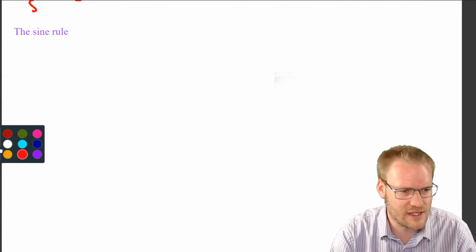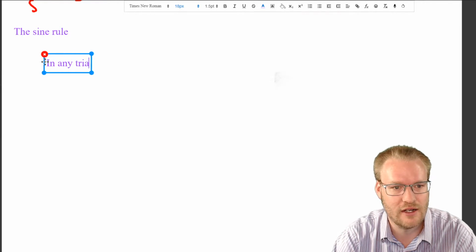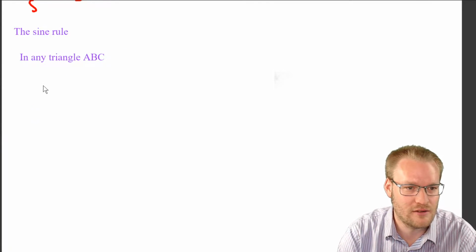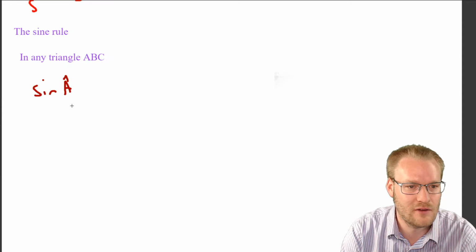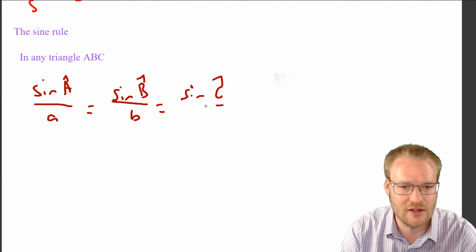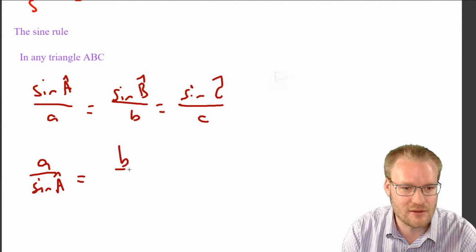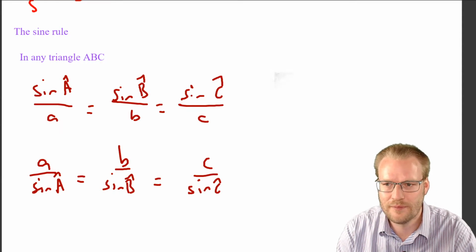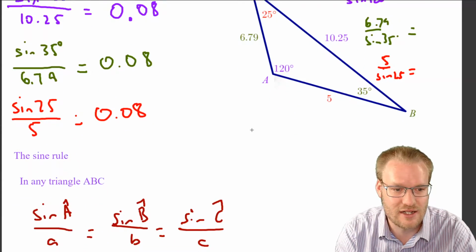Rather let's get into some examples. The sine rule states that in any triangle ABC, sine A over A is the same as sine B over B, which is the same as sine C over C, and the opposite is also true: A over sine A is the same as B over sine B equals C over sine C. So we're saying sine of an angle over the opposite side.